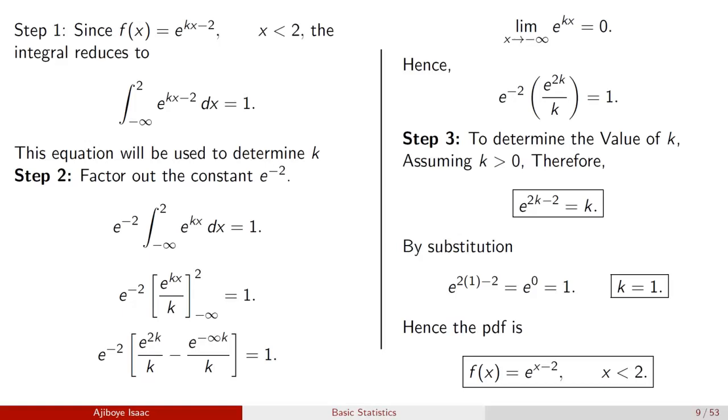As we know, the limit of e raised to power kx as x tends to negative infinity is 0. Therefore, our integral reduces to e raised to power minus 2, times e raised to power 2k over k, which is equal to 1. Then we can determine the value of k by substitution. If we substitute 1, we'll see that 1 satisfies the equation, that is e raised to power 2 into bracket 1 minus 2 is equivalent to e raised to power 0, which is equal to 1. Hence, our k is equal to 1, and our PDF therefore will be e raised to power x minus 2 for x less than 2.